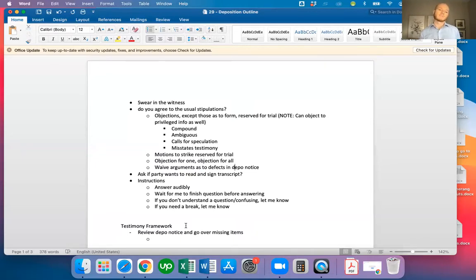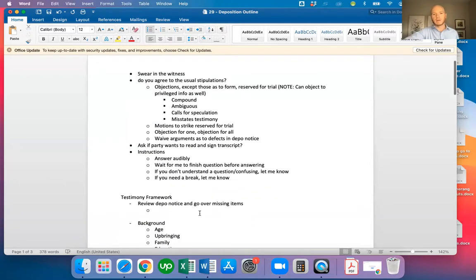You're going to want to tell the person whose deposition is being taken that if you don't understand a question, just let me know so that I can ask it in a different way or try to clarify, so that you understand the question. And if you need a break, just let me know. Usually lawyers will say, if you need a break, let me know. I just ask that you answer whatever question is pending at the moment. So that's kind of the preliminary.